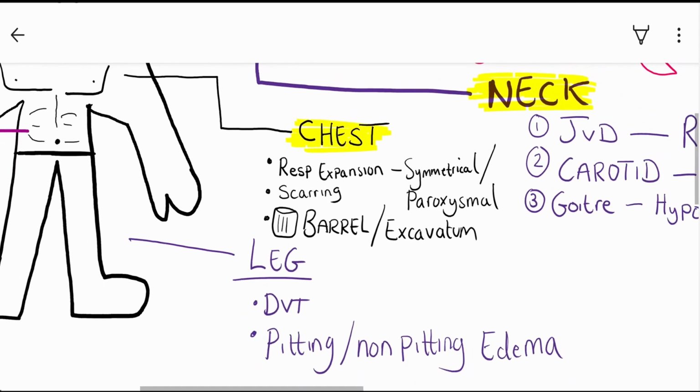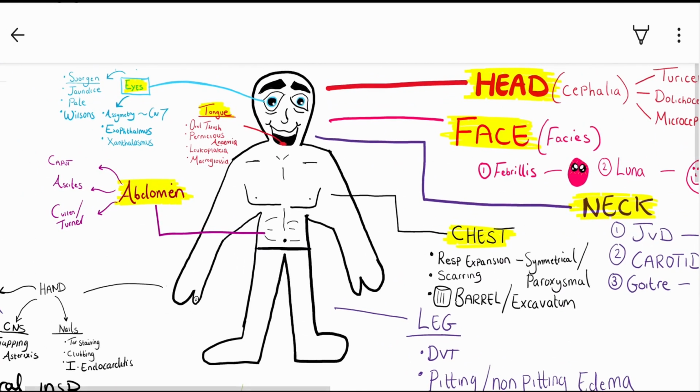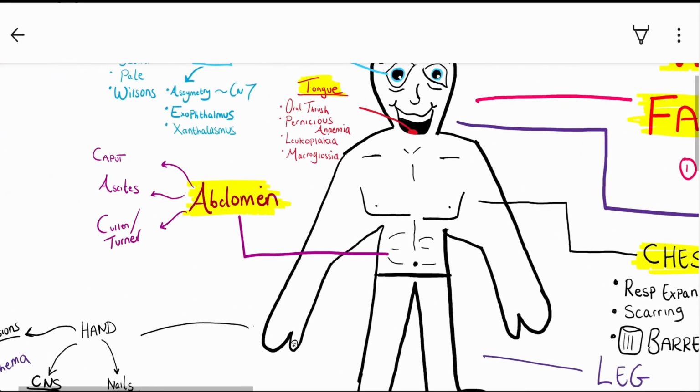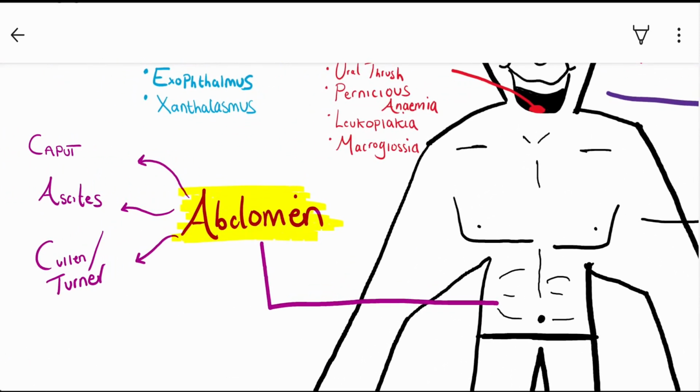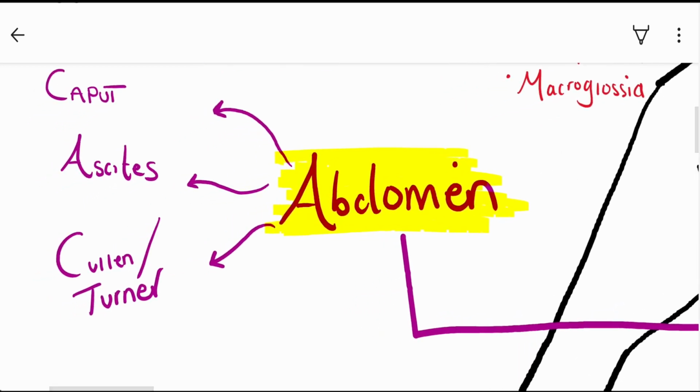Maybe this is a problem to do with rickets. Okay. Now moving on to the abdomen, making our way down. Abdomen, simply think caput medusae or any other liver diseases which cause this portal hypertension. Speaking of portal hypertension and liver diseases, you could have ascites, okay?